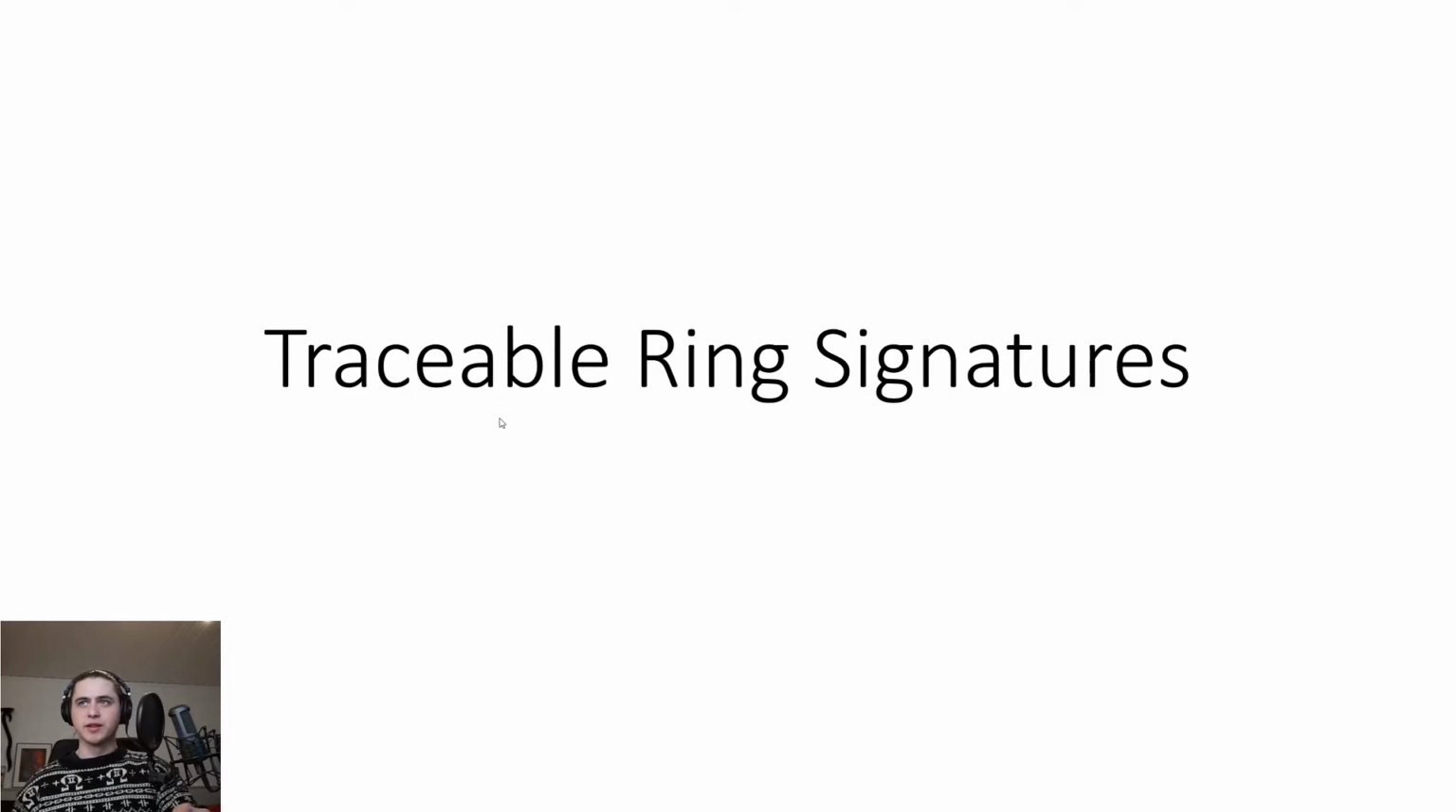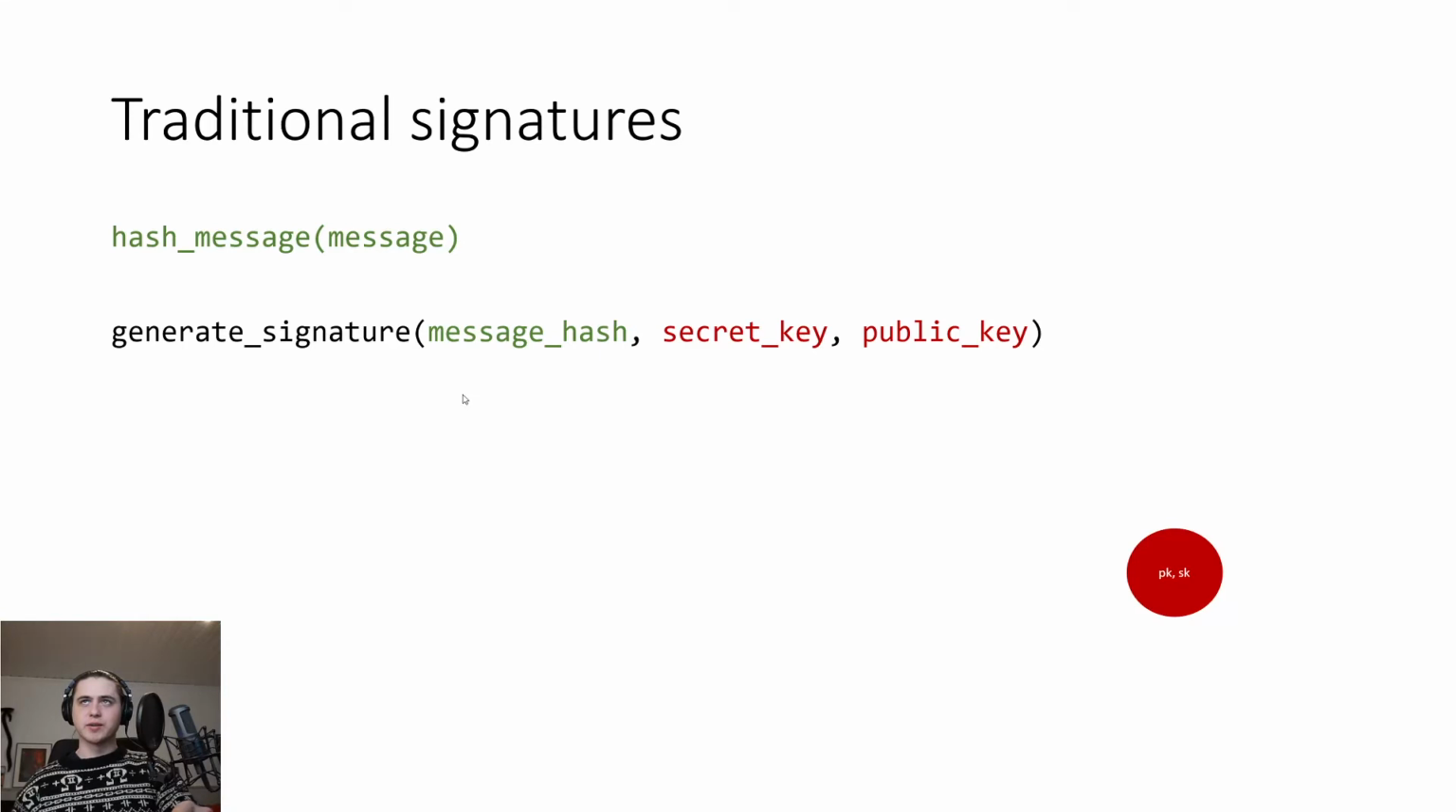So we can start off by looking at what a traditional signature is, and there are multiple signature schemes for this, but in general you have some kind of message that you take the hash of, and then you generate a signature for that hash using a secret key and public key, and then other people afterwards, having only your public key, can know that the corresponding secret key was used to create this signature.